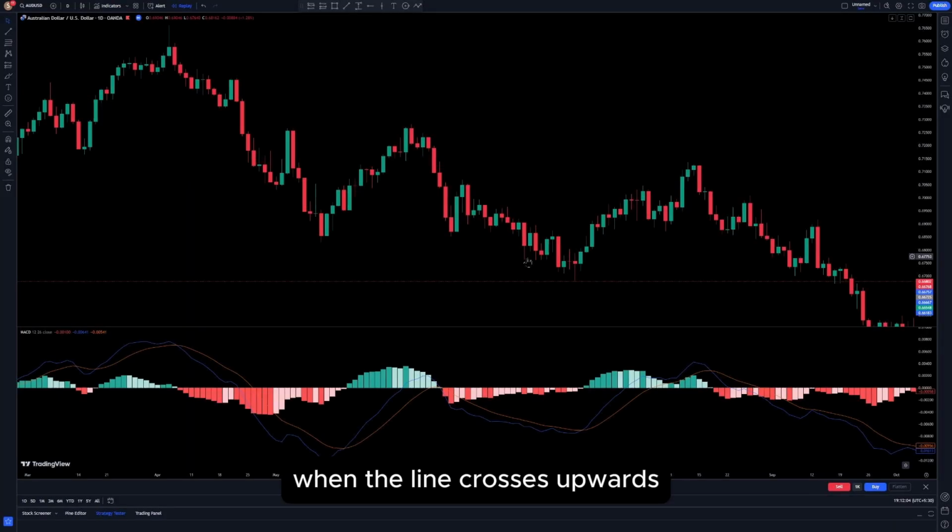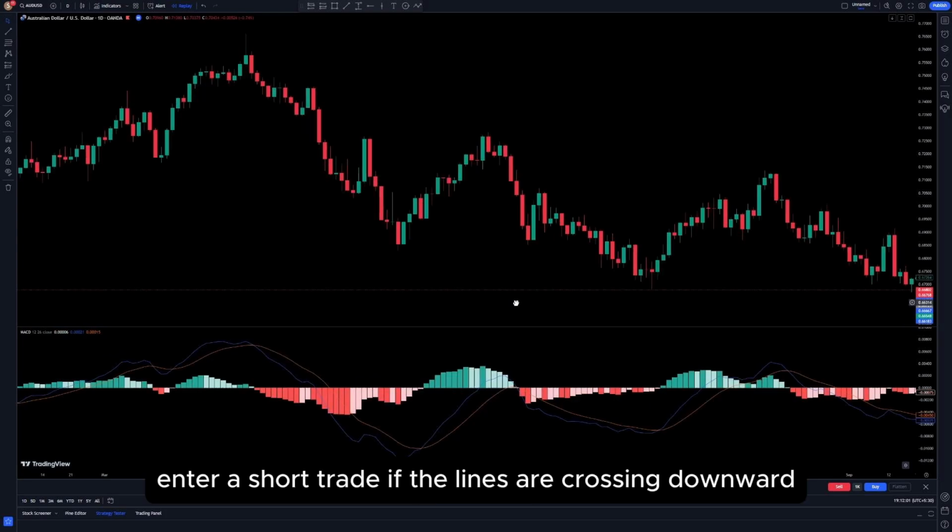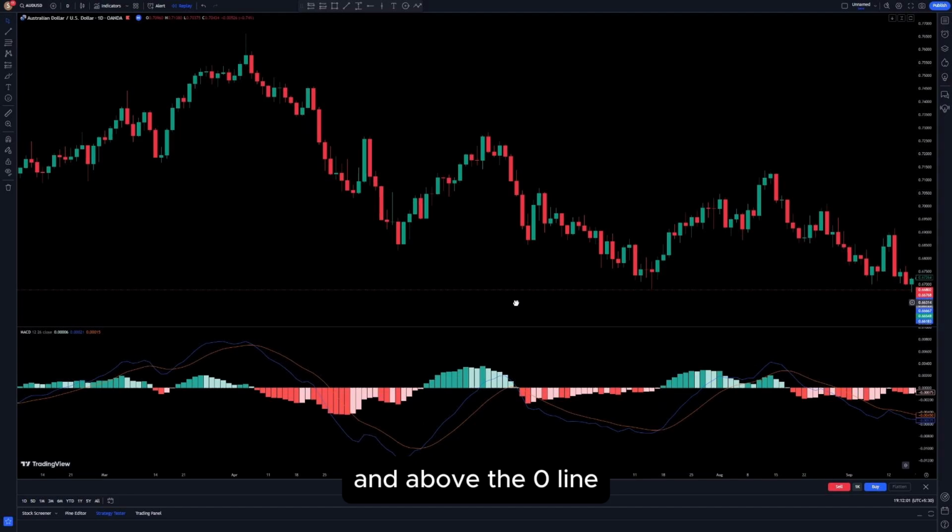When the lines cross upwards, but only if they cross below the zero line, then you can enter a long trade, and when it is above the zero line, then you ignore the signal. The same concept applies for the short. You only enter a short trade if the lines are crossing downward and above the zero line.